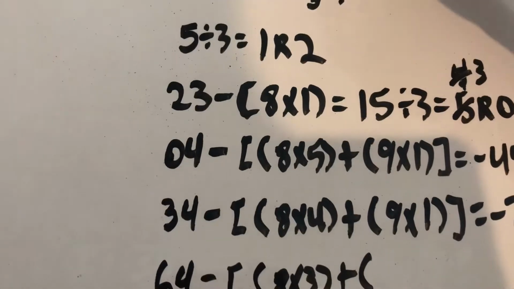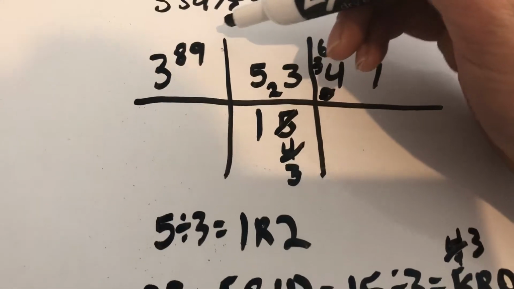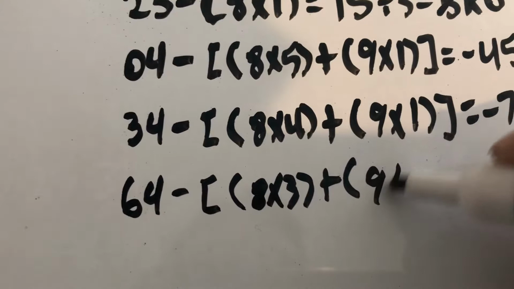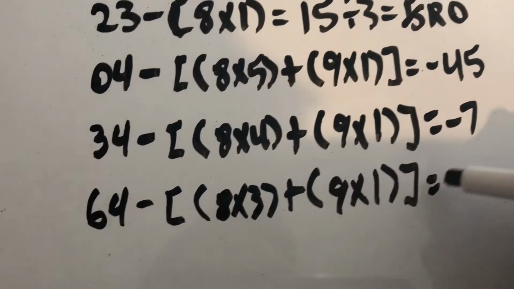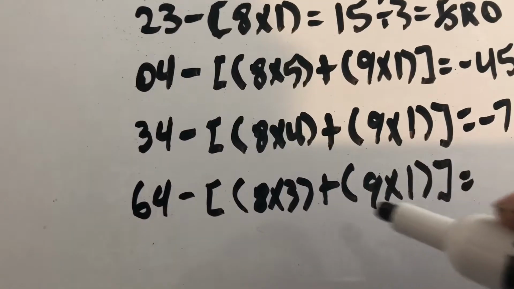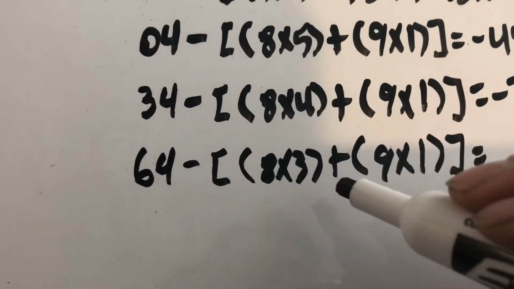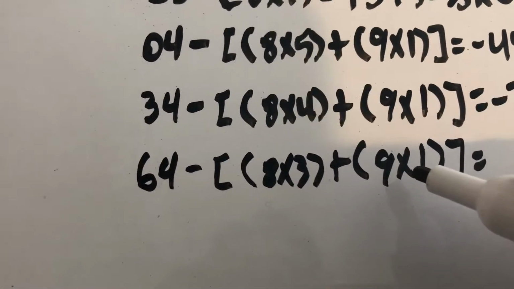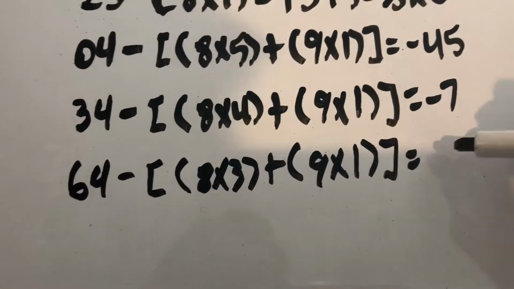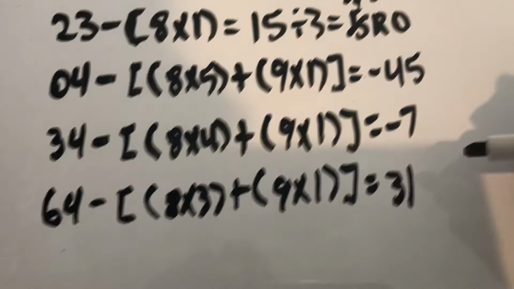Next step, plus, we multiply the second flag, 9, times the first quotient, 1. So now we can subtract 64 minus 8 times 3 plus 9 times 1, which equals 24 plus 9, 33. So 64 minus 33, 31 as our net dividend.